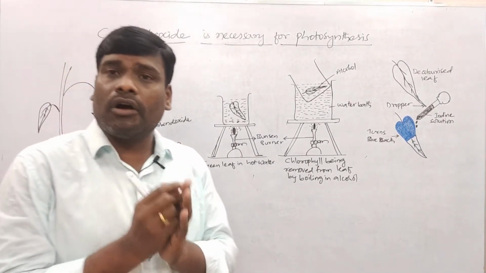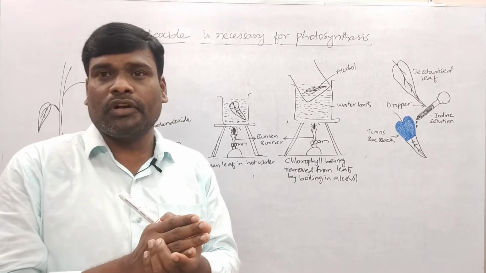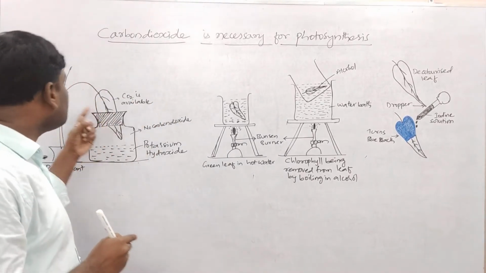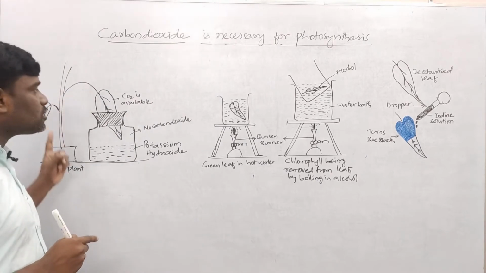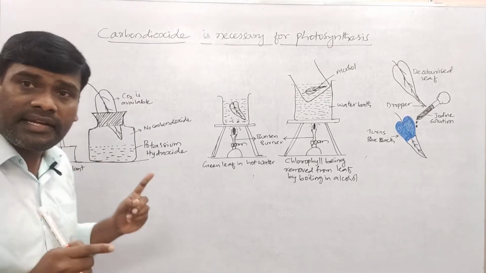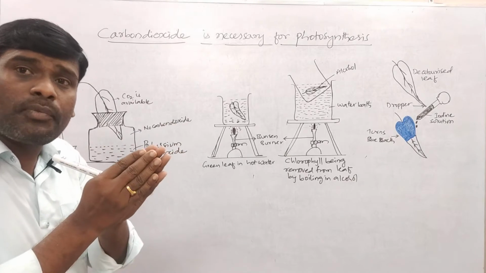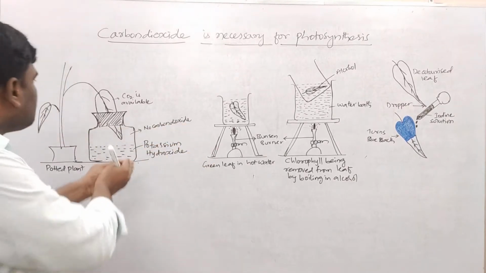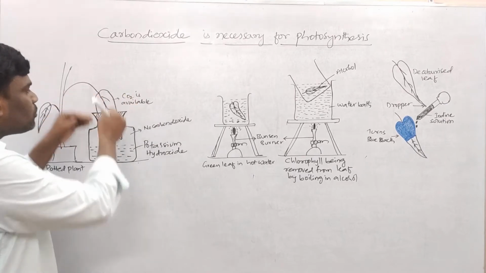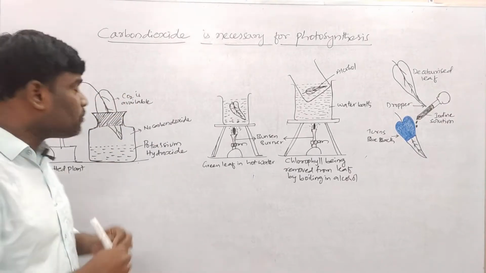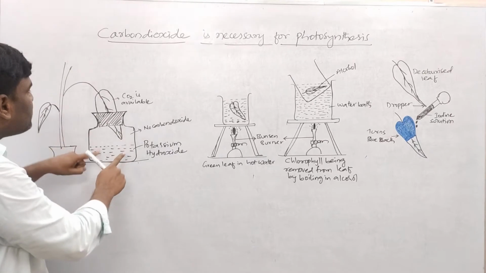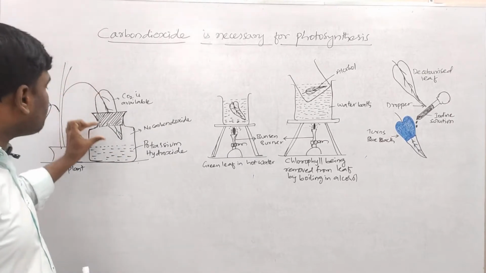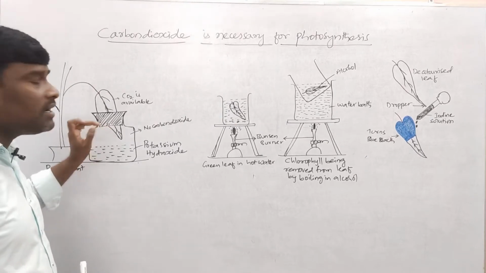Take a cork and split it into 2. Select one of the leaves of this potted plant, and place the leaf in between the cork and fix it into the mouth of the bottle, children. We have to arrange it in such a way that half of the leaf is outside the bottle and half of the leaf is inside the bottle.